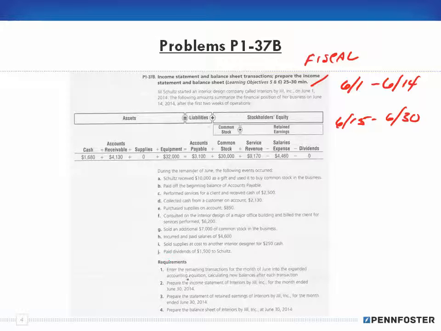So then requirements. Number one, enter the remaining transactions for the month of June into the expanded accounting equation, calculating new balances after each transaction. Well, I'm not going to calculate new balances after each transaction, okay?